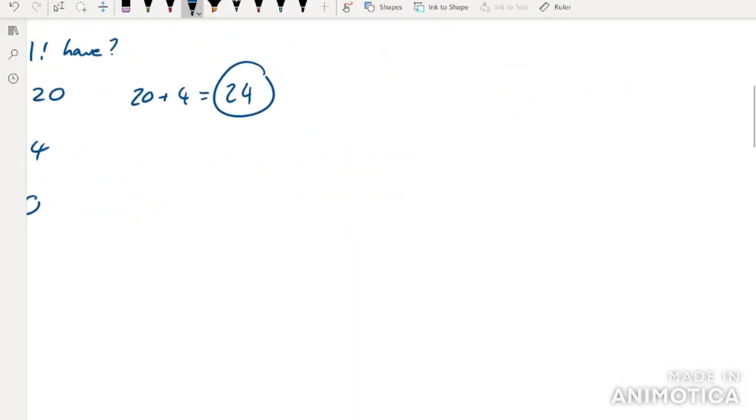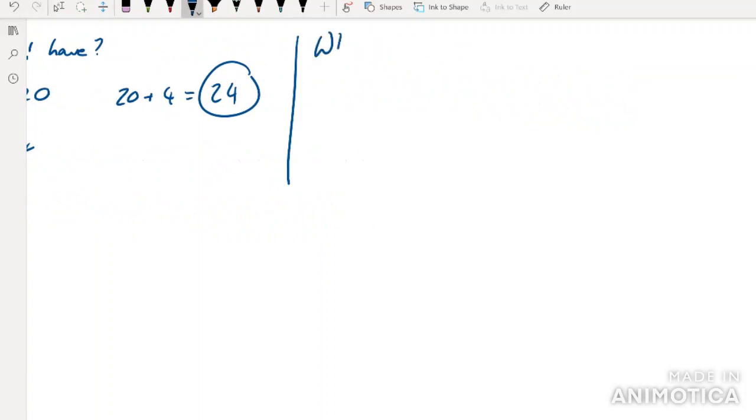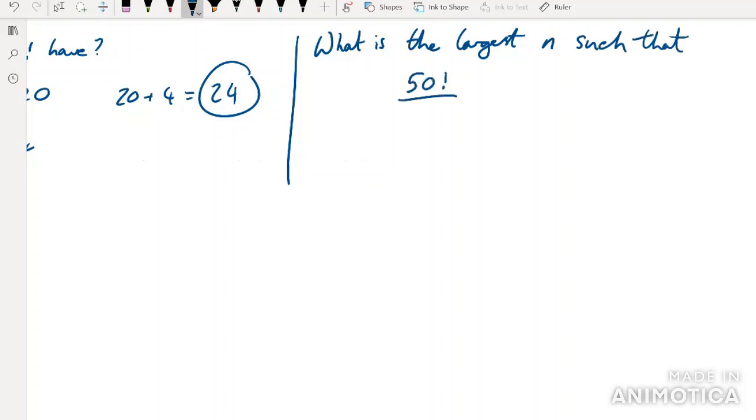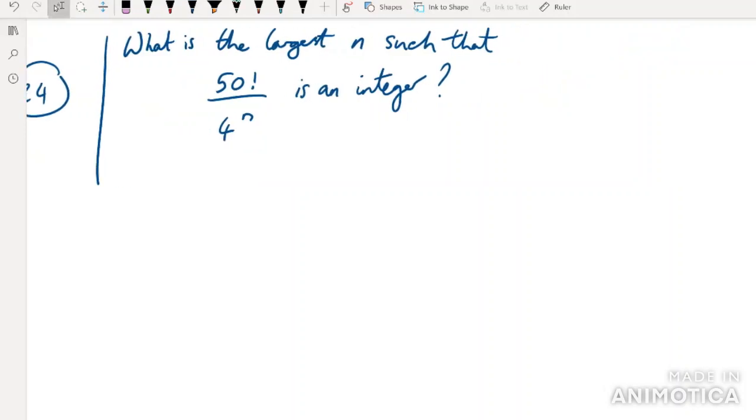So the other use in which this comes up is: what is the largest n such that, let's say, 50 factorial over 4 to the n is an integer? So talking about what I said before, we have to do this trick dividing by a prime number. So what we have to do first of all is rewrite this as 50 factorial over 2 to the 2n. And so the question is, how many 2s are in 50 factorial?